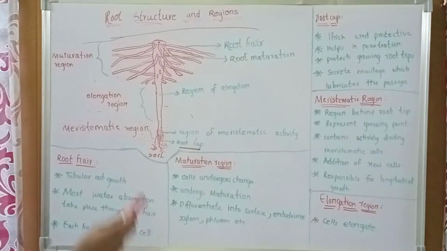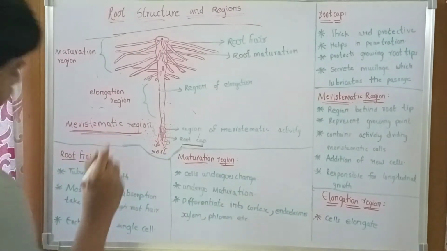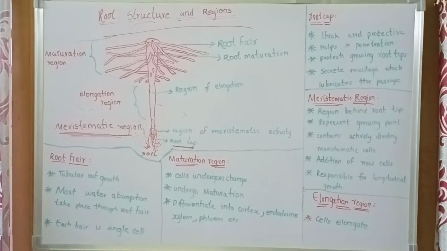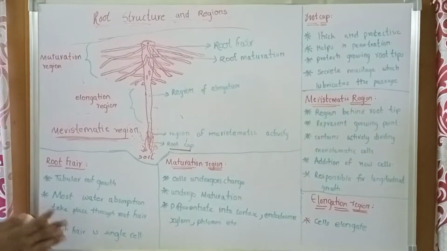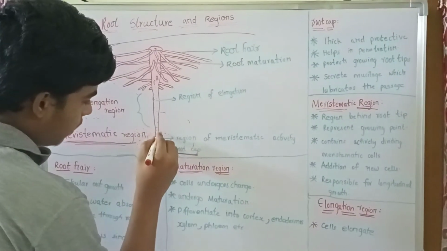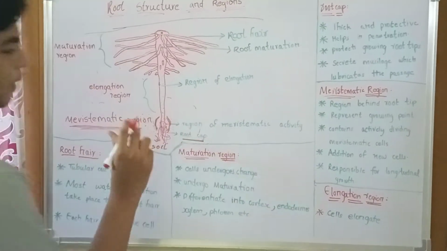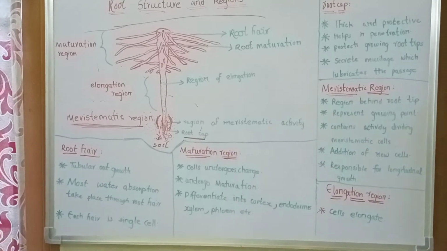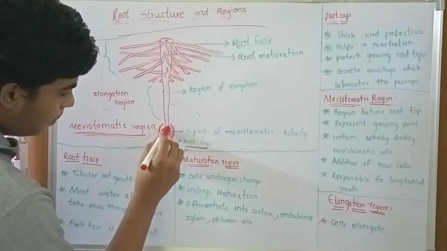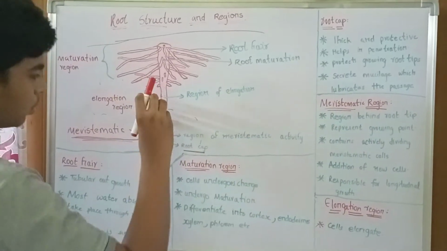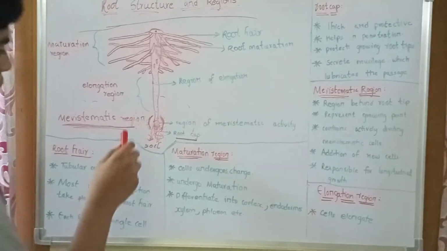And next, the meristematic region. What is this meristematic region? The meristematic region is nothing but division of cells. It is the region behind the root tip. Behind the root tip means, here is the root tip, and behind it the meristematic region is present, representing the growing point.